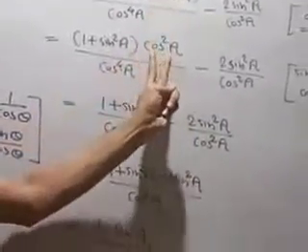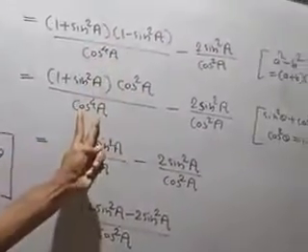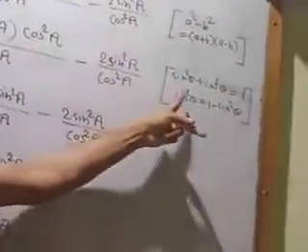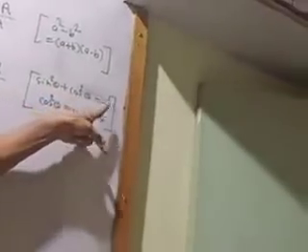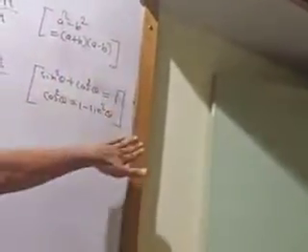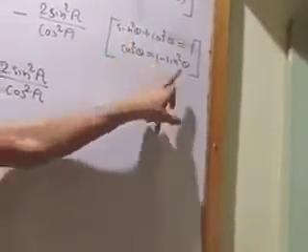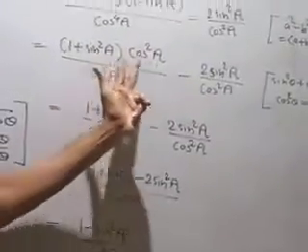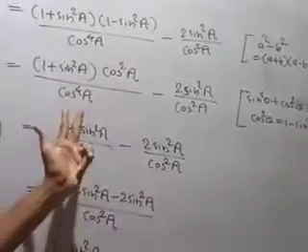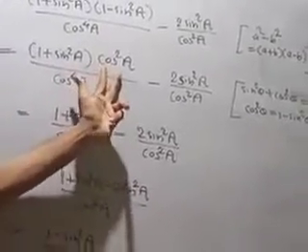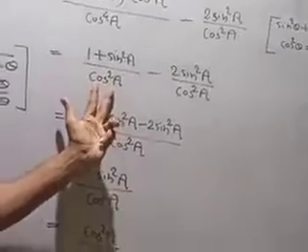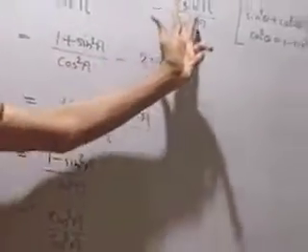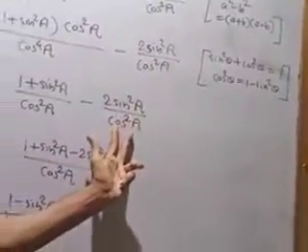Therefore, (1 plus sin square A) cos square A upon cos raised to 4A, minus 2 sin square A upon cos square A. Since sin square theta plus cos square theta equal to 1, cos square theta equals 1 minus sin square theta. From cos raised to 4A, cos square A cancels, so the denominator is cos square A. Therefore, 1 plus sin square A upon cos square A, minus 2 sin square A upon cos square A.